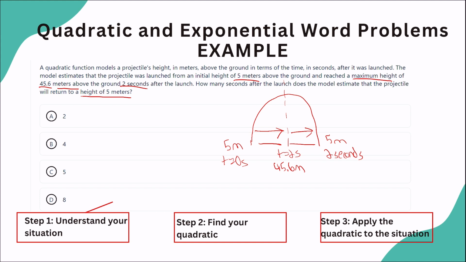Okay, so if we know that it took 2 seconds to get to the halfway point, and it also took 2 seconds to get back to 5 meters, our total time elapsed from when we launched it is going to be 4 seconds. And you have to be careful to understand what you're looking for in these. And what we're looking for is how many seconds after launch does the model estimate the projectile will return to a height of 5 meters. So again, it took us 2 seconds to get to the halfway point and another 2 seconds to get back to 5 meters. So our total is going to be 4 seconds.